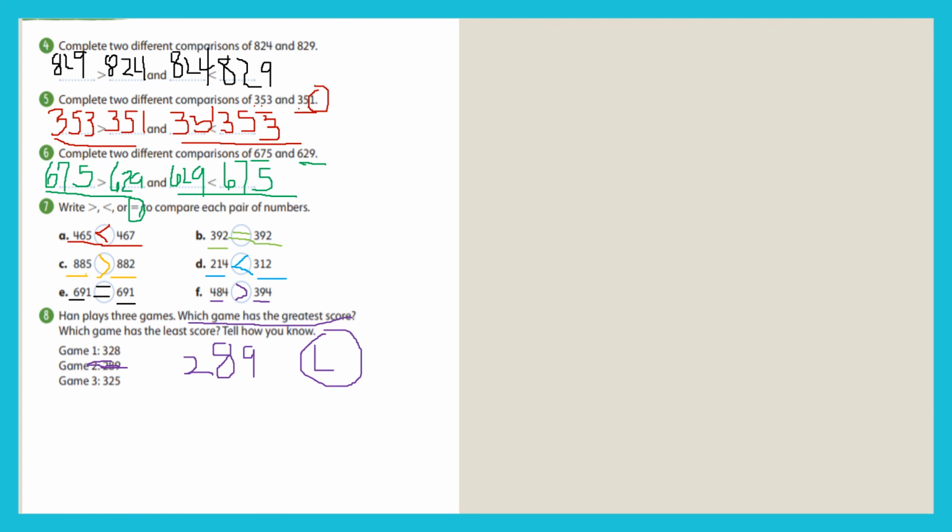Now I can look at my hundreds. I have 300s and 328, 300s and 325. I have 2 tens and 328. I have 2 tens and 325. I have 8 ones and 328 and 5 ones and 325. Which is the greater number? 328. So, all right, 328. And I'll put a G there for greater. All right?